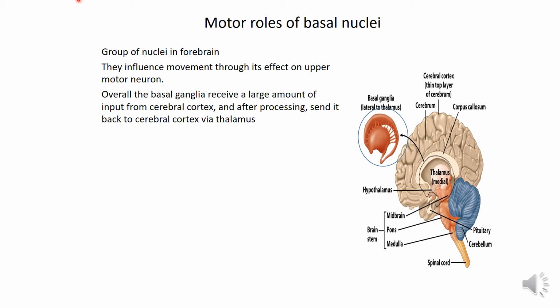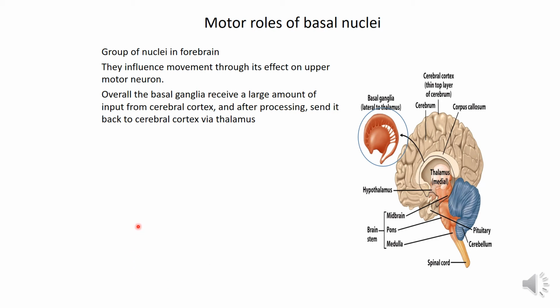Motor nuclei of the basal ganglia, or the role of the basal ganglia in the production of voluntary movement. We have two important circuits you will study in detail, and these circuits are present between the sensory areas, basal ganglia and motor areas of the cerebral cortex. These circuits are essential for the transformation of thoughts into acts.